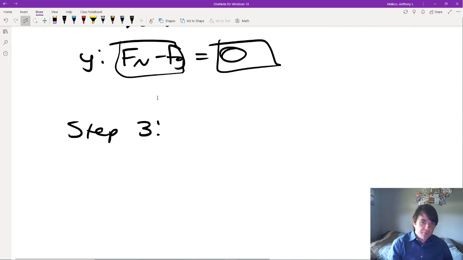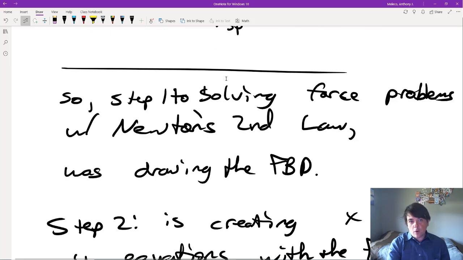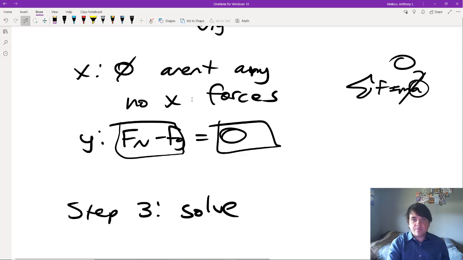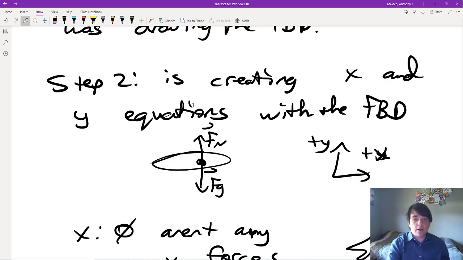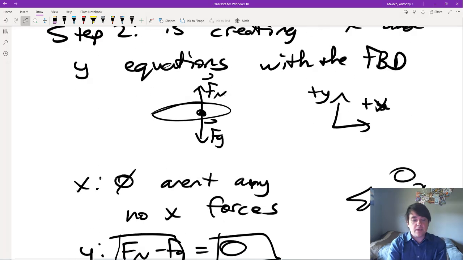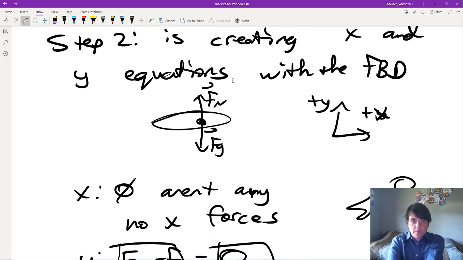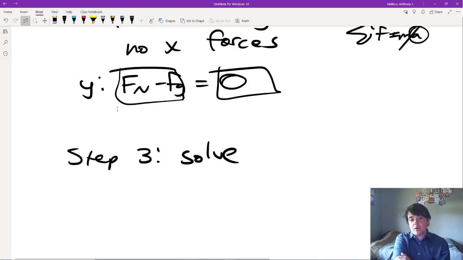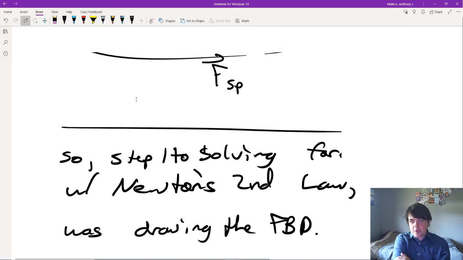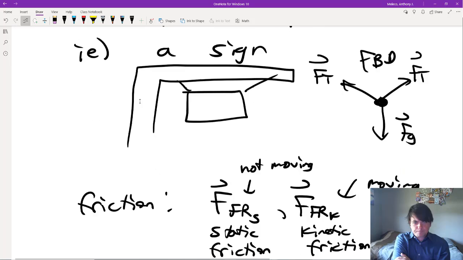And then step 3, solve. So these are the 3 steps. You do the free body diagram. From the free body diagram, you write the equations, and then step 3 is solve.